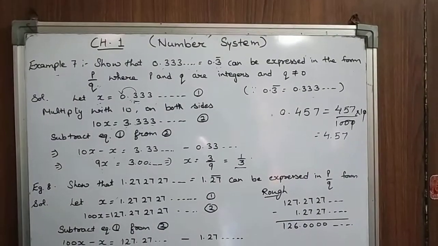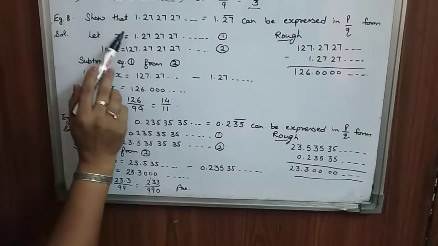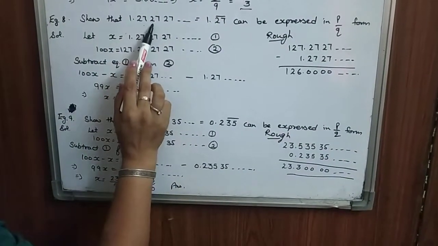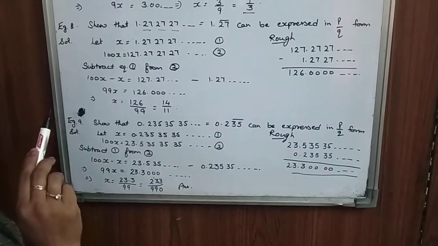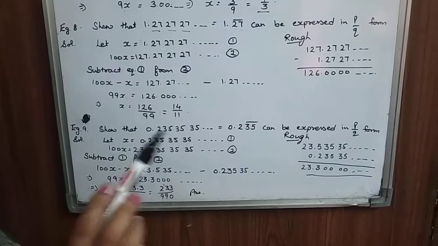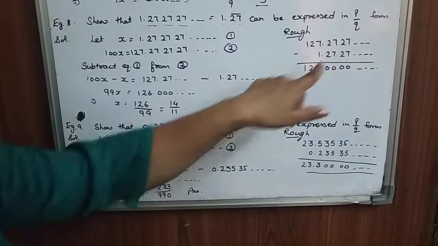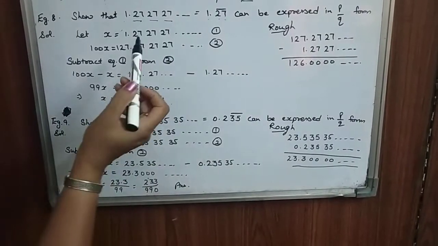I am taking more examples. Your example 8 is given to you. Show that 1.272727 and so on. You can notice 27 is repeated, that's why they have also written the 27 bar. We have to do the same thing. We have to express it in the form P upon Q. Let's do it with the same method.